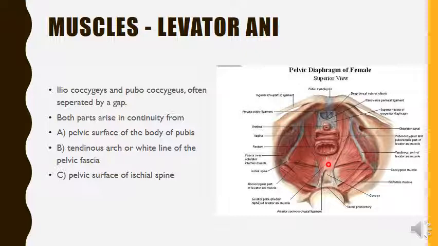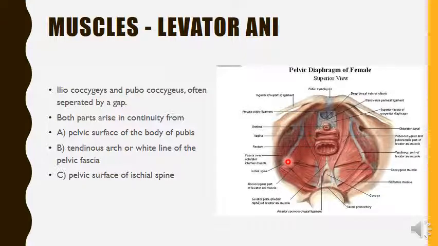Okay, so iliococcygeus and pubococcygeus are often separated by a gap here. And both parts arise in continuity from the pelvic surface of the body of the pubis. This is the symphysis pubis and this is the body of the pubis. So they arise from the body of the pubis, and also from what is called the tendinous arch or white line of the pelvic fascia, and so they arise from this also.